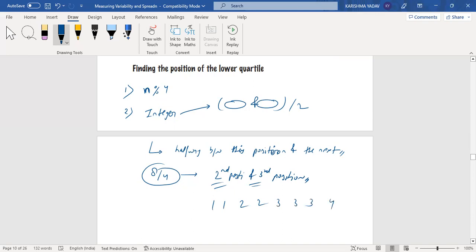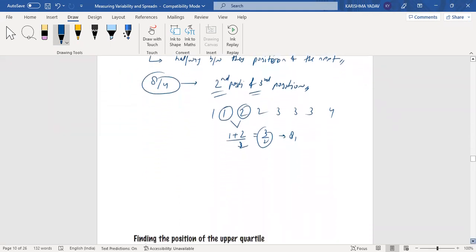Now, what is the second position? The second position is this one, and the third position is this one. So what is the average of these? That is 1 plus 2 divided by 2, which is 3 by 2. Now this is the value for the lower quartile. You got it, that is how we can find the value for the lower quartile.